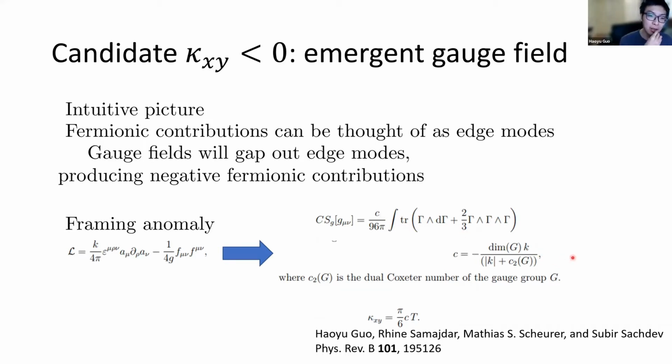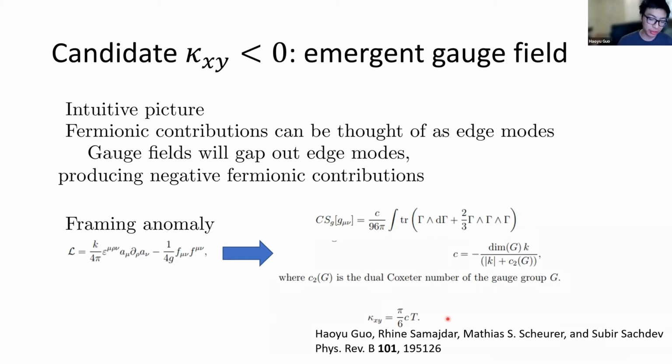And then the contribution of our work is that we also took this theory and computed its contribution to the thermal Hall effect. And it turns out that the thermal Hall effect is also proportional to the chiral central charge, which at low temperature is given by a formula like this.